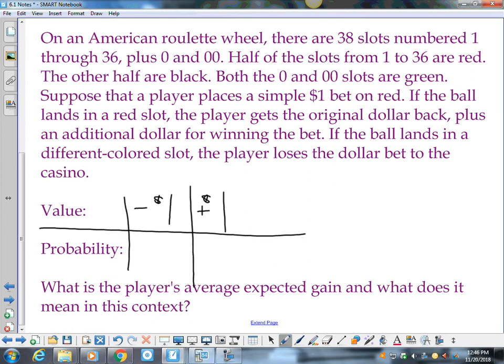What is the probability? Let's do winning first. What's the probability that I'm going to win? I have an 18 out of 38. What do y'all think? Where's the 18 coming from? Half of 36. So I got 18 red slots out of 38 total slots. What's the probability I'm going to lose? Do y'all see that the odds are in favor of the house?